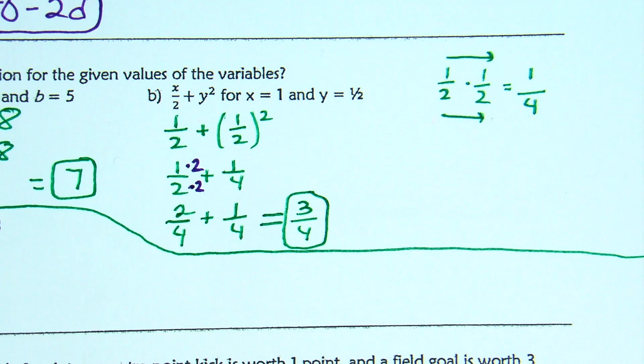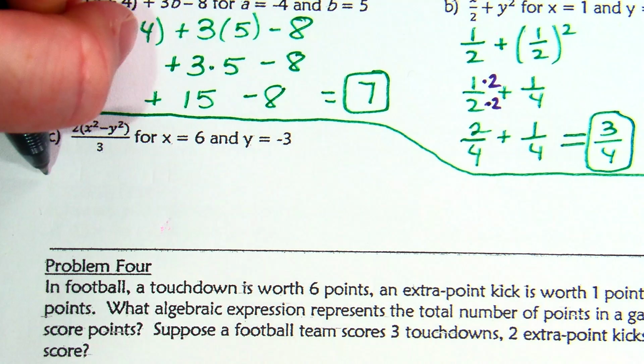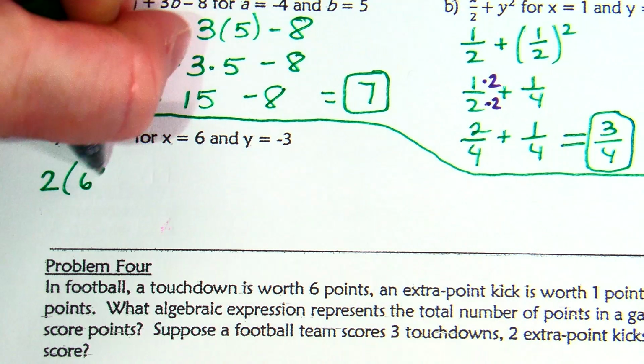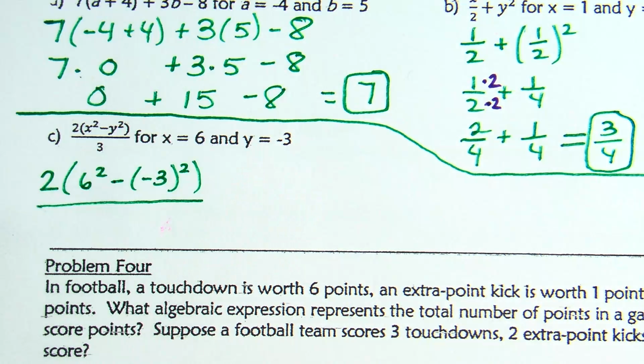Okay, we got one more in this section. This is C. 2 times x squared minus y squared all over 3. And again, the first step I'm going to encourage, fill in those variables. So 2 times parentheses, 6 squared minus negative 3 squared. And when I put that negative in parentheses, I put it in parentheses as well, all over 3.